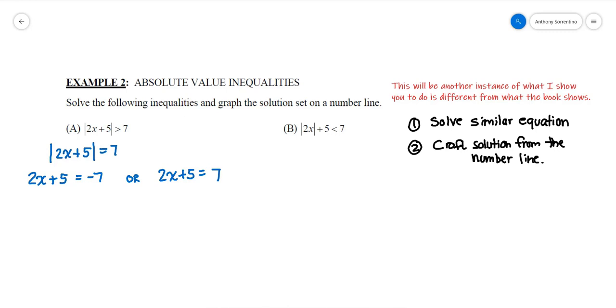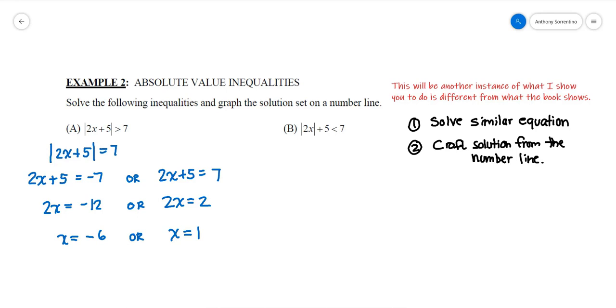So on both equations, I'm going to subtract 5 from both sides. Doing that on the left equation, I get 2x equals negative 12. Doing that on the right equation, I get 2x equaling 2. And then for both equations, I'm going to divide both sides by 2. On the left equation, that's going to make x equals negative 6. And doing that on the second equation is going to give me x equals 1. So that gets me the two solutions for the equation.